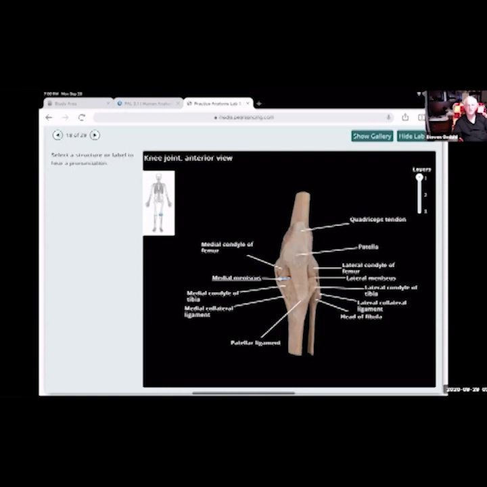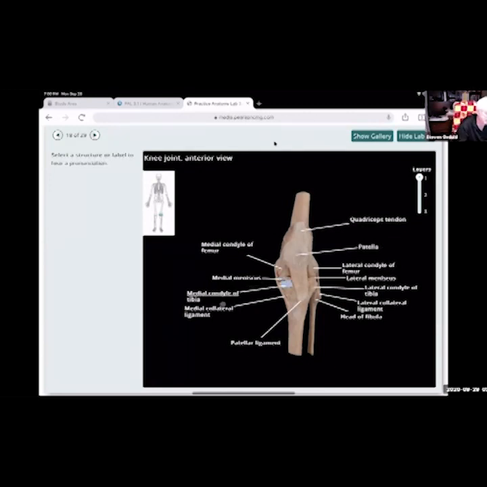Okay, the medial meniscus is the pad between the femur and the tibia and the fibula. It's a pad that allows the bones not to make direct contact with each other and allows for smooth function of the knee joint. You have a medial meniscus and you have a lateral meniscus. This is the medial side.